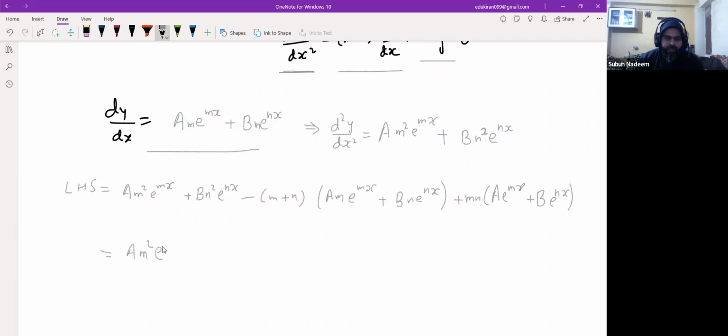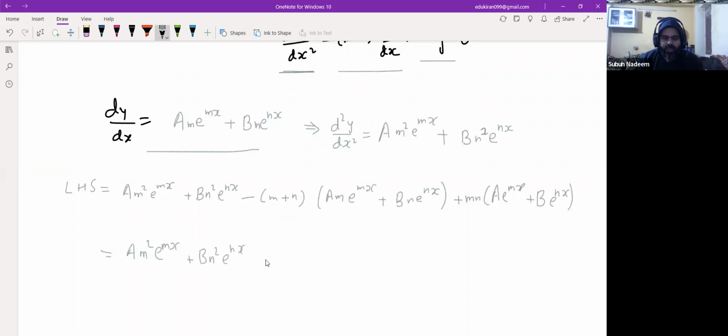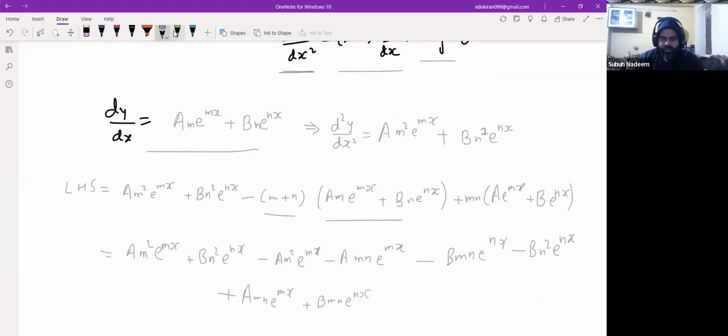Am square e to the power mx plus bn square e to the power nx. Middle term will get multiplied, both of them. Am square e to the power mx minus a m n e to the power mx minus b m n e to the power nx minus b n square e to the power nx plus a m n e to the power mx plus b m n e to the power nx. So finally we get this.